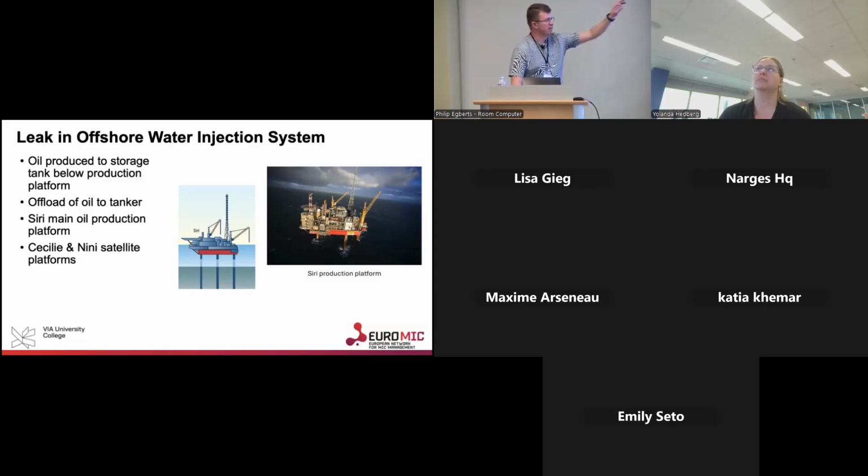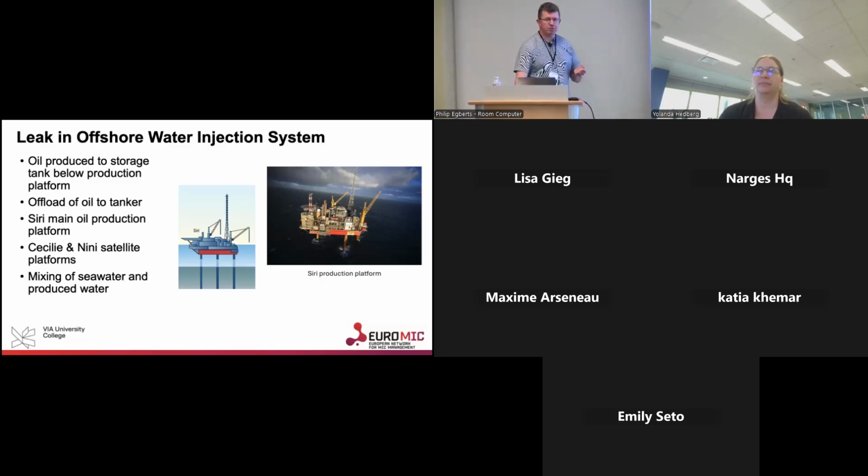There are 2 satellite platforms. You can't see that on the picture here. So 32 kilometers away on each side, you have satellite platforms. They are non-manned, but you actually have water going there so that it can be sourced into the reservoir to keep the pressure up. And then they came up with this brilliant idea.